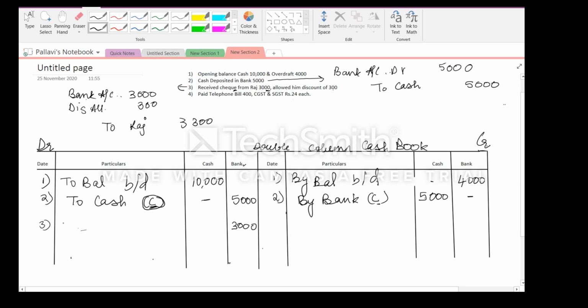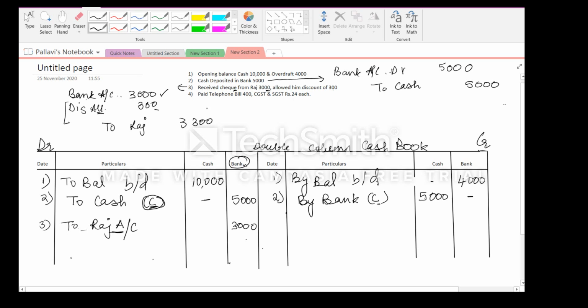So here I'm going to write to Raj account. So we will write the amount of the bank account and not for Raj. Raj is 3,300, but I will only write 3,000 because bank is 3,000. Bank is being debited with 3,000 to Raj, 3,000. Discount allowed is not recorded in the double column cash book because discount allowed does not affect the bank or the cash account.